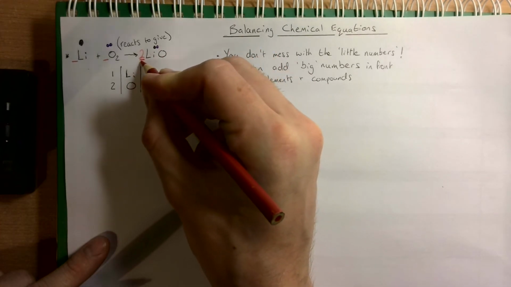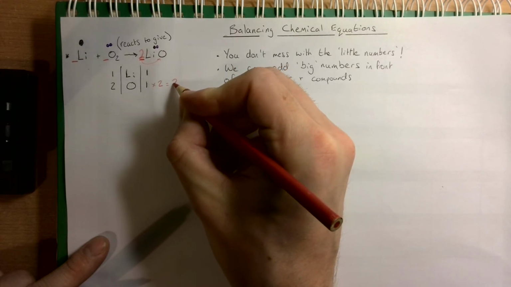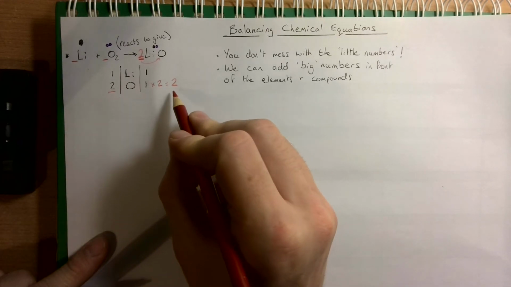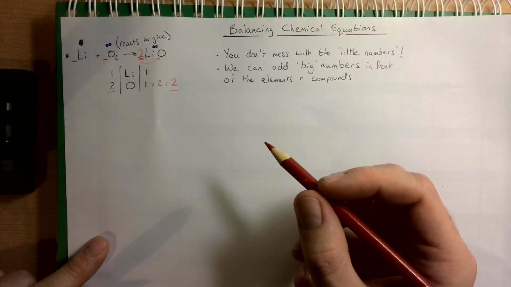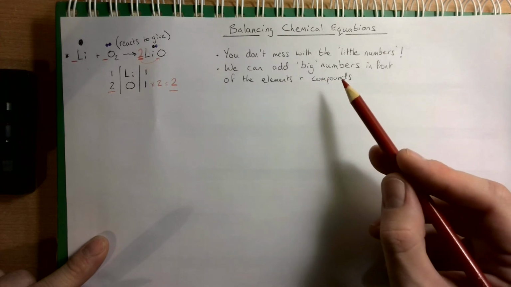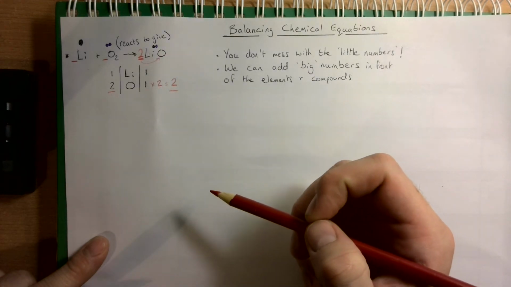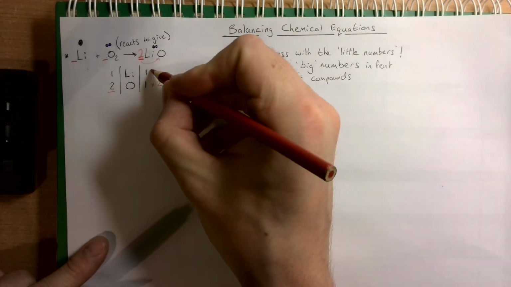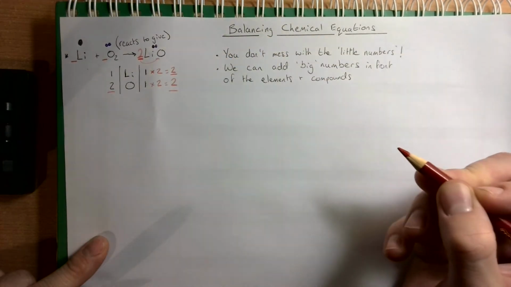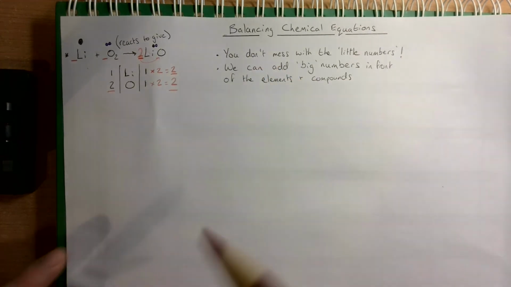It is 2 times that oxygen. Okay, so I've now got 2 of those. Excellent. Now we are balanced between the 2 O's on the left and the 2 O's on the right. However, what you will notice is that because I can only put big numbers in front of the elements and compounds and not in between the elements of a compound, I've also doubled the amount of lithium that I've got. So I'm going to have to put a 2 here as well, so that I now have 2 lithium as well as 2 oxygen. So I've given myself another headache, but let's consider that in a moment.